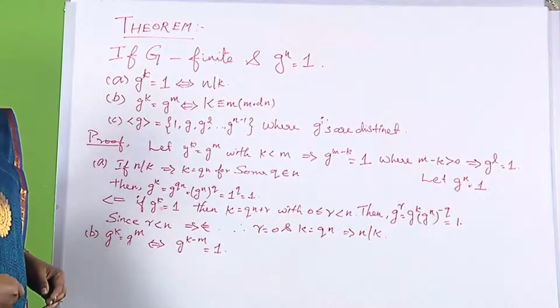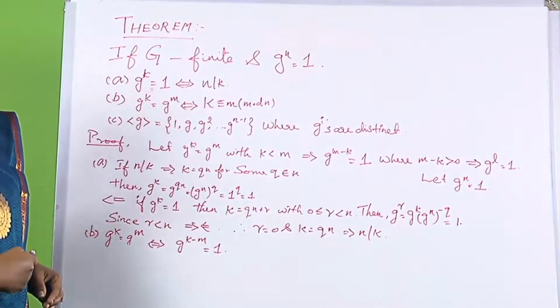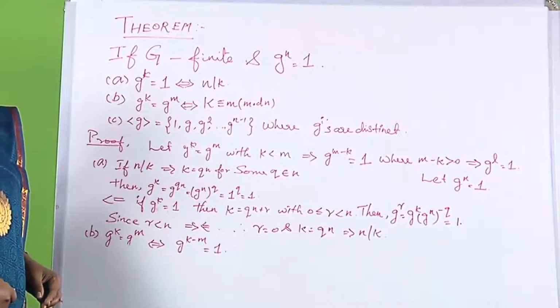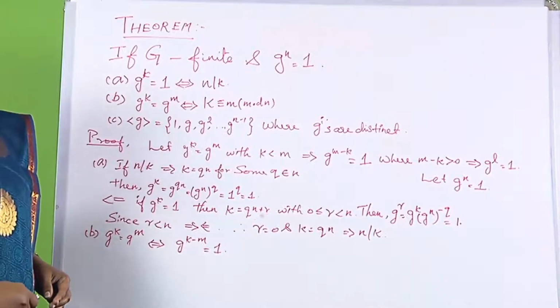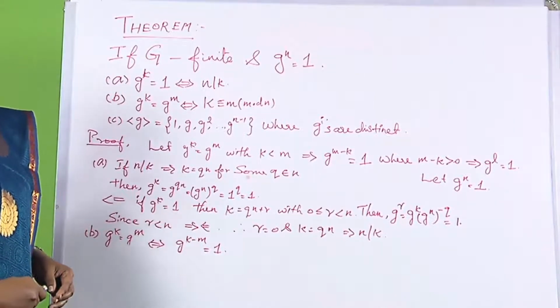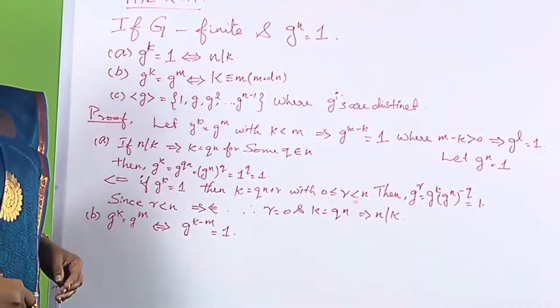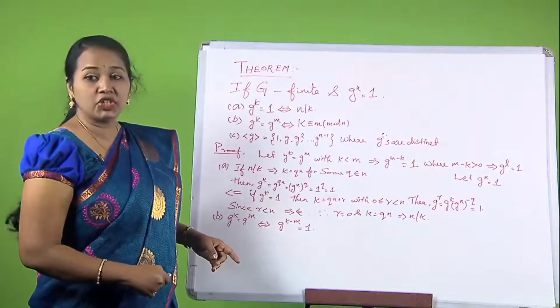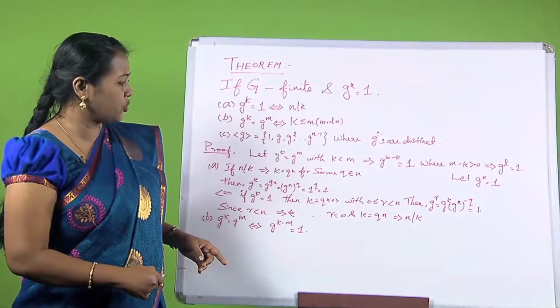Now, coming to the converse part, let us assume that g^k = 1. Then k can be written as qn + r. This is according to the division algorithm, where r lies between 0 and n. So, r = k - qn from here.